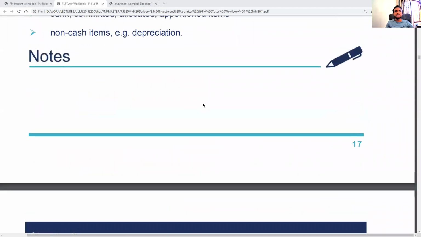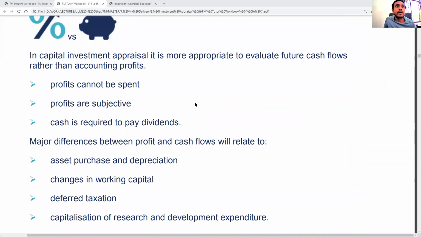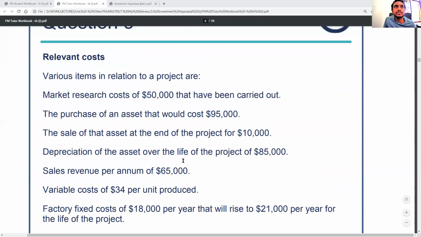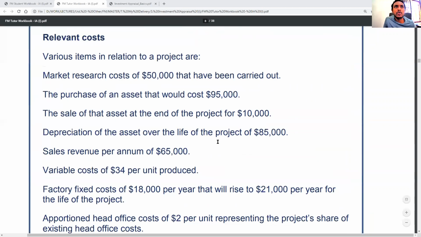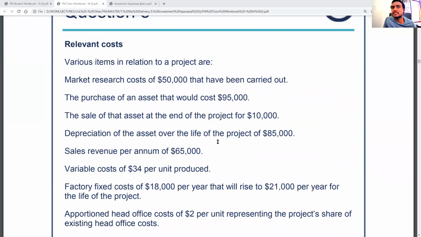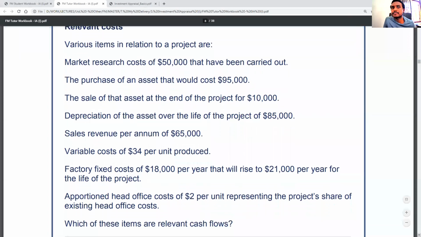Right, accounting profits versus relevant cash flows. Here is that discussion on relevancy of cash flow, so you can go through that. I'm not going to do this sum. Which of these items are relevant cash flows? Quickly tell me. Market research cost 50,000. Yes or no? No. Why? Because it's a sunk cost. Okay. Purchase of an asset would cost 95,000.